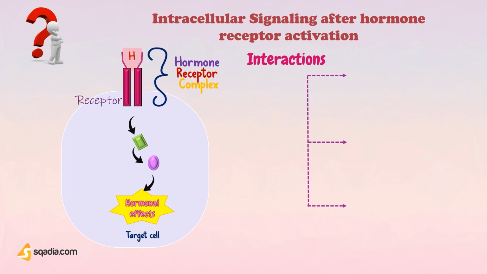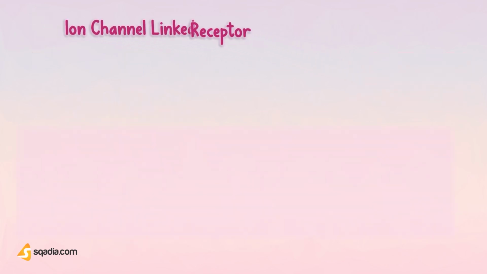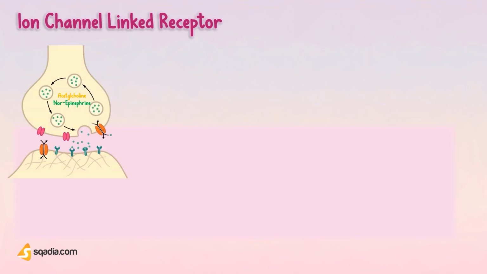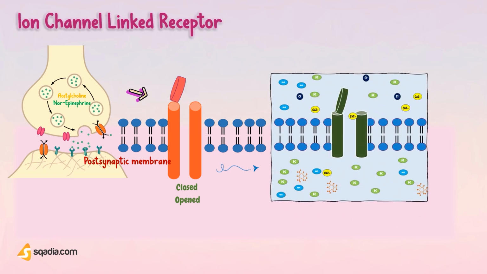Usually, there are three types of interactions that occur depending on the type of receptors present on the cell membrane of a target cell. These receptors are ion channel-linked receptors, G-protein-linked hormone receptors, and enzyme-linked hormone receptors. We are going to discuss these receptors one by one. First, ion channel-linked receptors. Virtually all the neurotransmitter substances, such as acetylcholine and norepinephrine, combine with receptors in the postsynaptic membrane. This combination almost always causes a change in the structure of the receptor, usually opening or closing a channel for one or more ions.